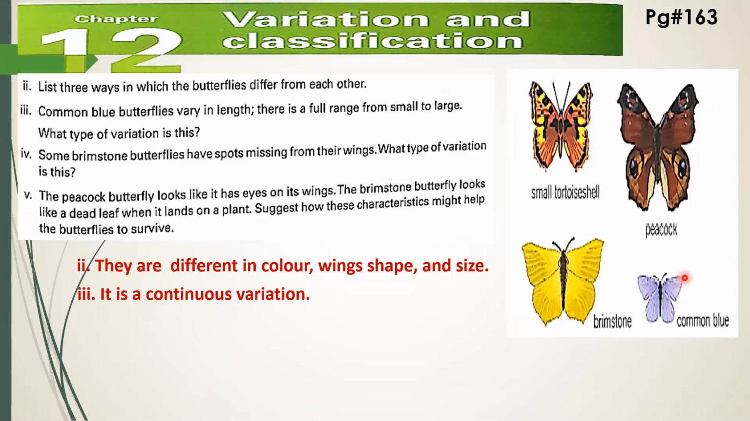Some butterflies have spots missing. What type of variation is it? It is called a discontinuous variation, okay? Because it is coming genetically. It is a discontinuous variation.